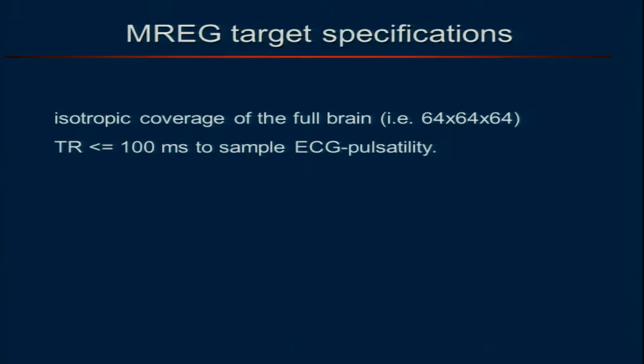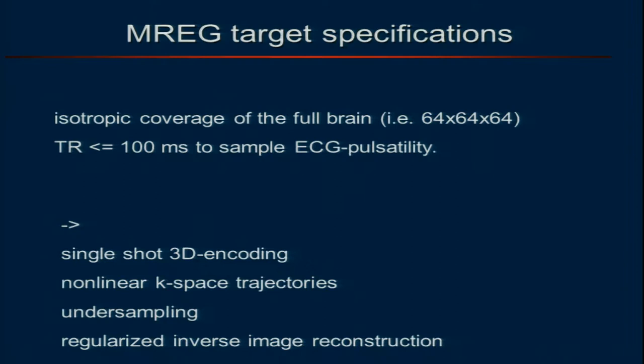So from the spectra, we derived very early on our target specifications. We decided that in order to get rid especially of the higher harmonics of the ECG pulsatility, we should sample with 100 milliseconds. So 100 milliseconds should be the upper bound of our acquisition time. Of course, in order to do functional imaging, we want to cover the full brain. That's the second boundary condition, and if you sit down and consider what you can do to achieve that with MR, you immediately have some boundary conditions to work with.